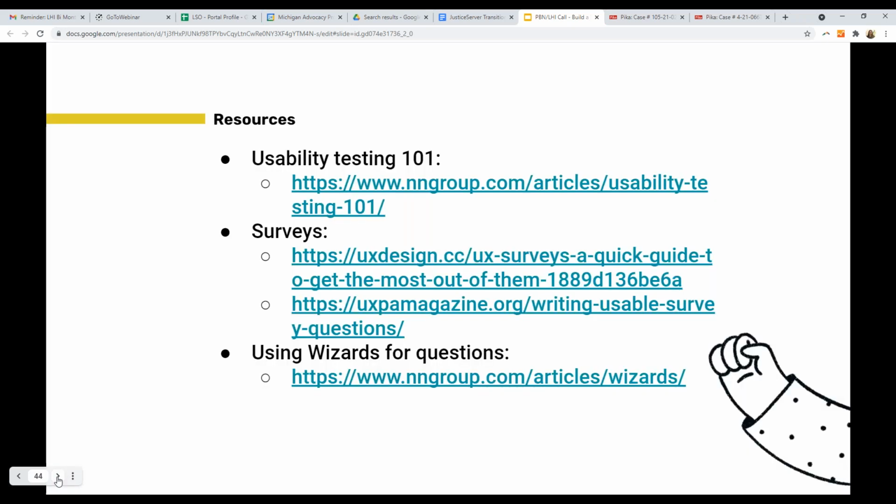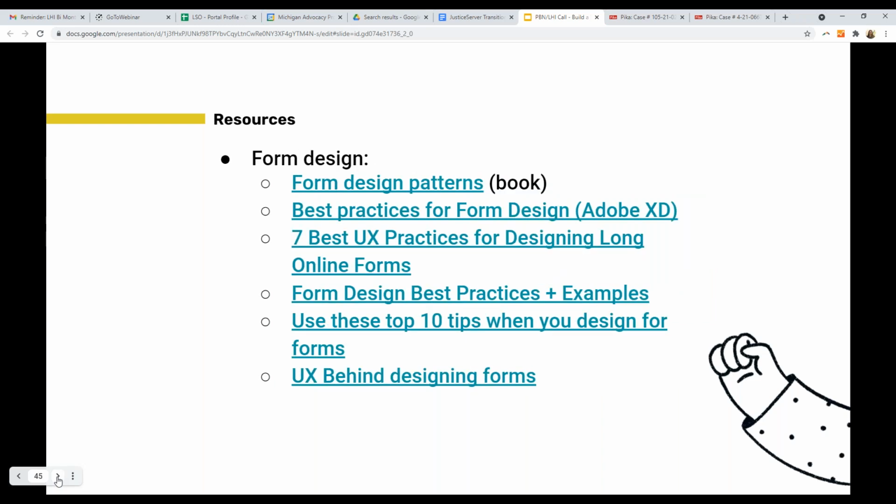So close. Just some highlights that I pulled out. Again, these are all available in the best practices report, but for this crew in particular, some usability testing links, a really great article about survey design, another for using wizards for questions, and then the next page is all about form design. So there's some really great resources.